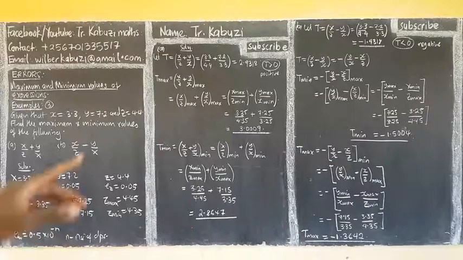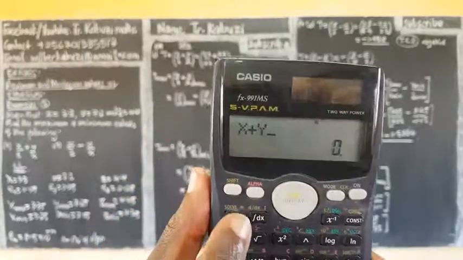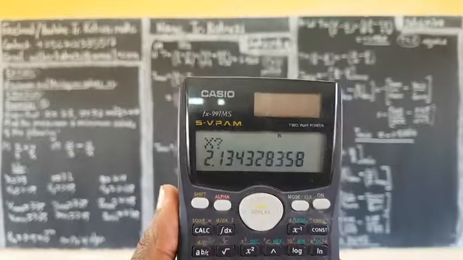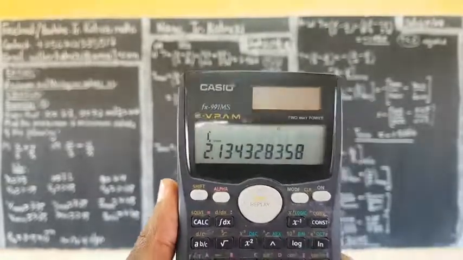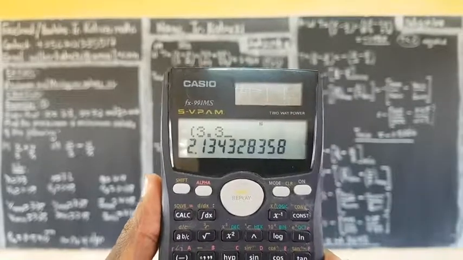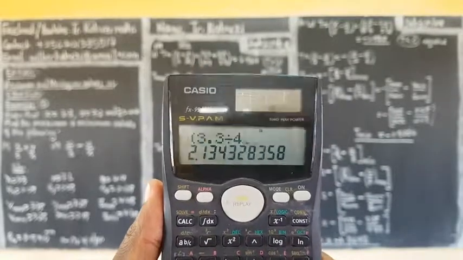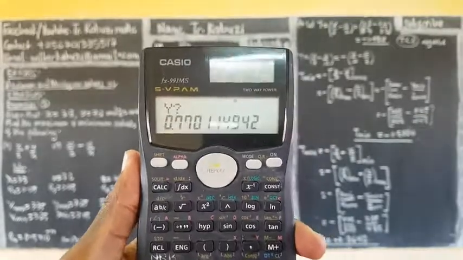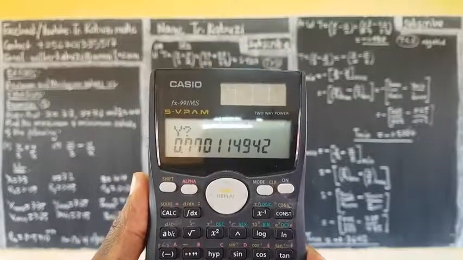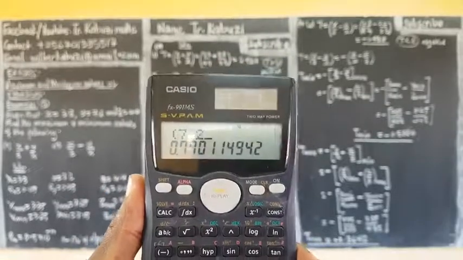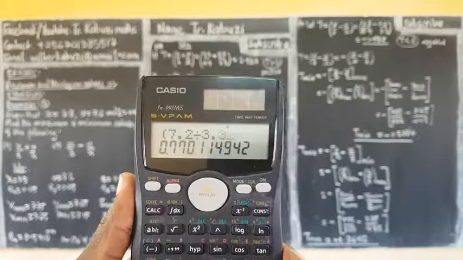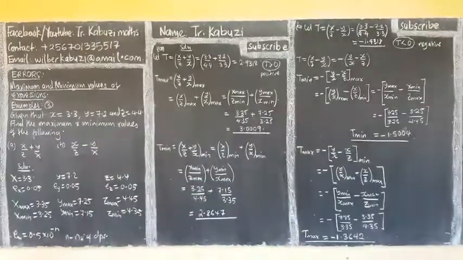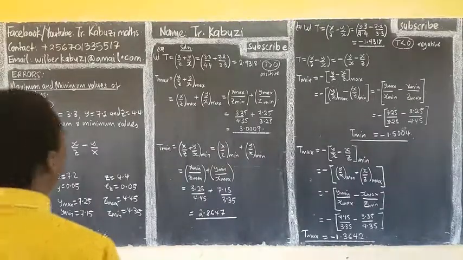So when I come to the other, you press this button, CALC. Now it's asking you what is the first fraction. You open brackets, it's 3.3 divided by 4.4, close, then press equals. Then it will ask you what is Y, the second fraction. Open brackets, 7.2 divided by 3.3, close, press equals. I think you see how the answer is there. So that's how you press those values in there.